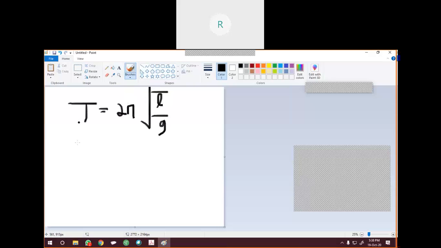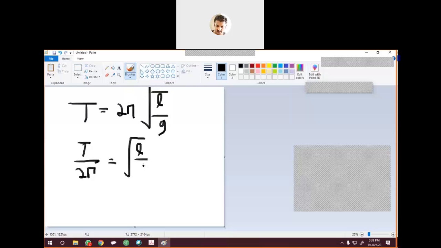So the 2 pi goes there, becomes divide. Times goes there, becomes divide. Equals to square root L over G. Yeah, the formula is there, Sridharan. The square goes there, square root goes there, becomes square. So you get T squared over 4 pi squared equals to L over G.